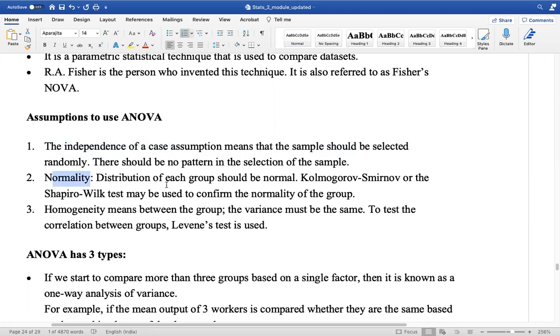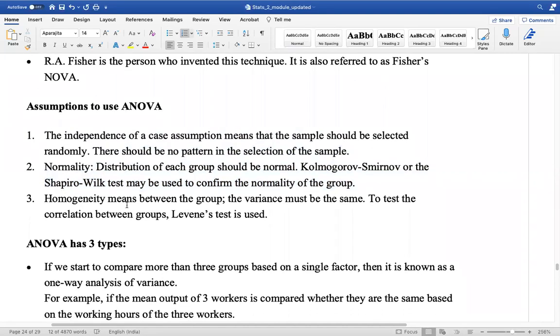Normality in the sense the distribution of each group should be normal. So the Kolmogorov-Smirnov and Shapiro-Wilk tests may be used to confirm the normality of the group. How can you decide whether my particular data set is normally distributed or not? There are the Shapiro test and the Kolmogorov test. These two techniques can help you decide whether it is normally distributed or not. Homogeneity means between the groups.